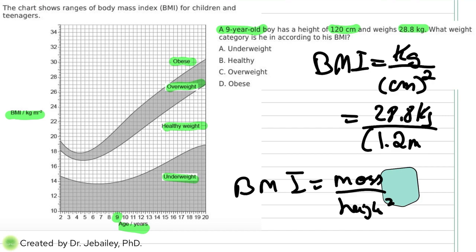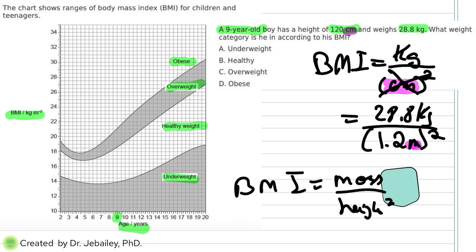Because it has to be meters, so I do not put centimeters. This is where the mistake of students happens, and let me highlight this again. You see, it was in centimeters here, but in the real equation, it has to be in meters. So it's in meters squared. So be careful not to make that mistake.